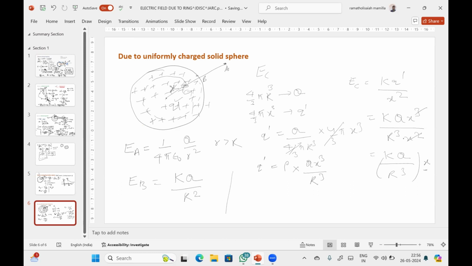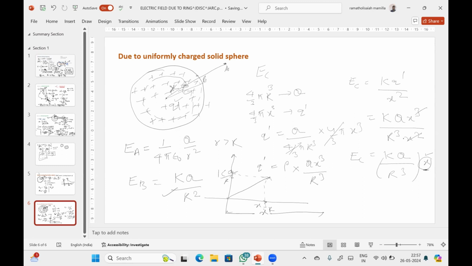Now if you see the field versus distance graph for a uniformly charged non-conducting solid sphere, inside it is proportional to x. From the center to the surface, the field is linearly increasing with respect to x. As x value increases, the field also increases. At the surface, x becomes R, and we get kq by R square. So it increases linearly up to x equal to R, and at this point the field is maximum, equal to kq by R square.